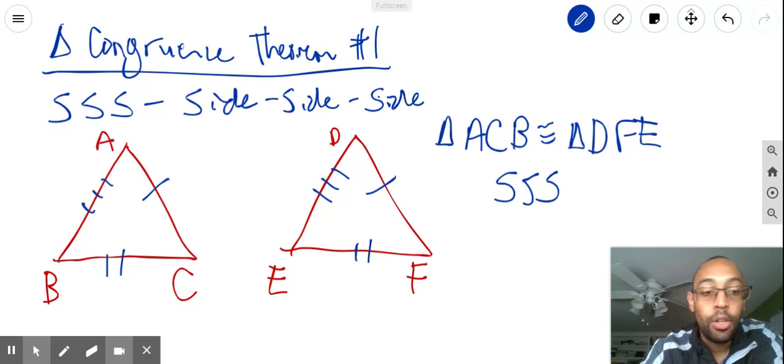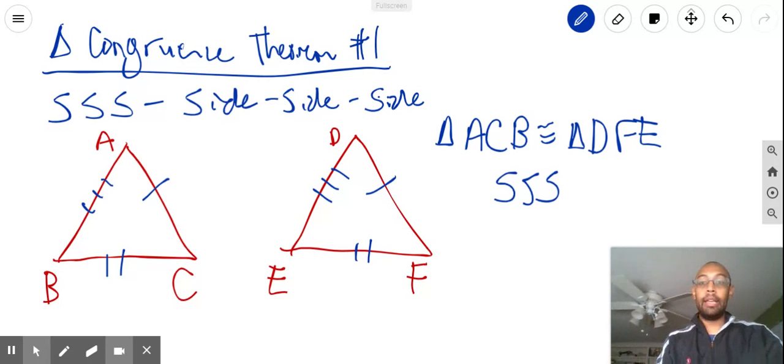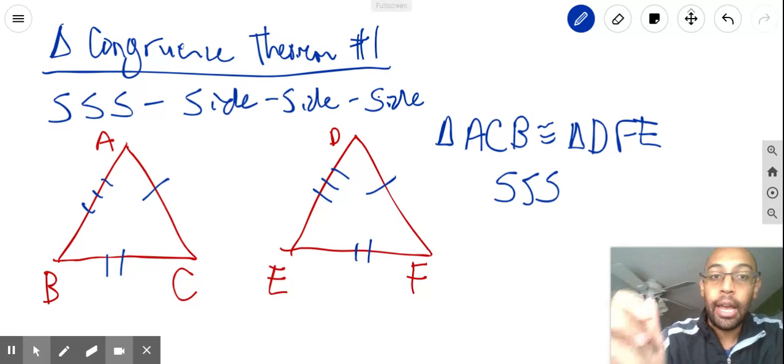All right. So the next one, congruence theorem number 2, is side angle side.